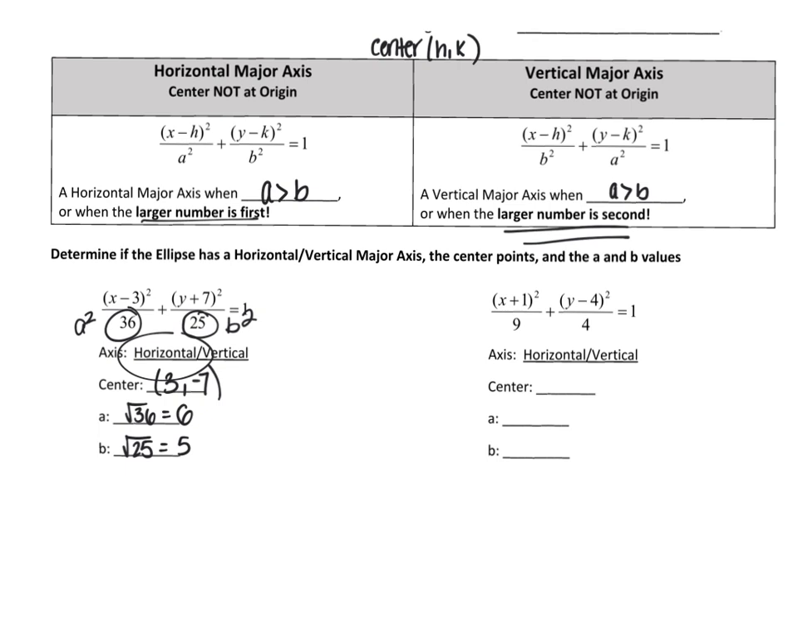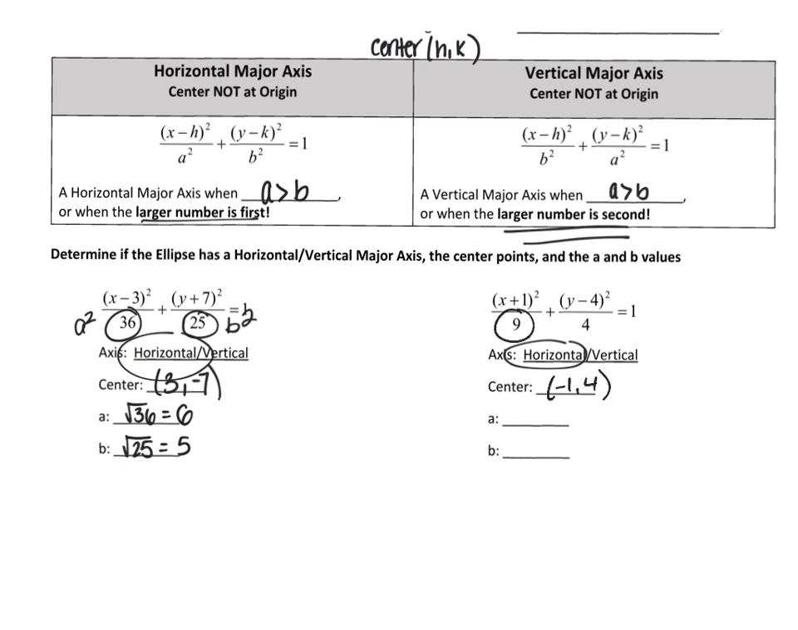All right, let's take a look at the second example. So 9 and 4. So the denominator 9 first is bigger. So same scenario, we now have a horizontal major axis. Center is if I negate these values. So -1, +4, just switch them.